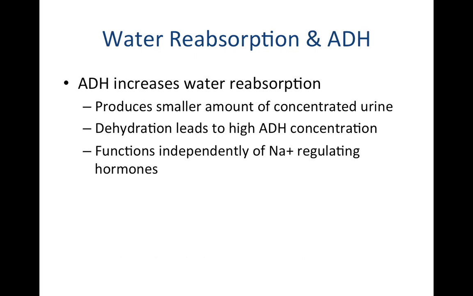ADH, antidiuretic hormone, increases your water reabsorption. It is not tied to the sodium regulating hormone, so ADH can function independently of other hormones like aldosterone. ADH produces a smaller amount of concentrated urine because you're pulling more of that water out of what would have been in your urine and returning that to the blood. If you're dehydrated, this is one instance where you would have more ADH being secreted.